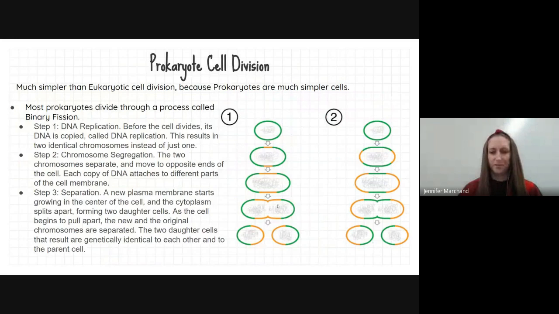So it's a really simple process. It adds a little bit more cytoplasm. The cytoplasm also splits, but then you've got these 2 daughter cells with completely identical genetic information in each one.